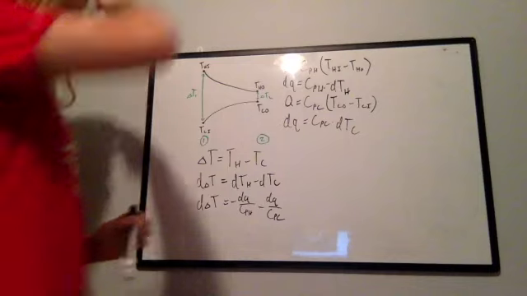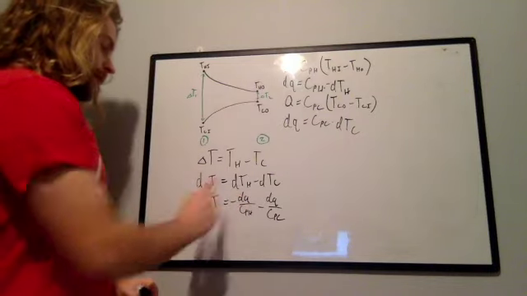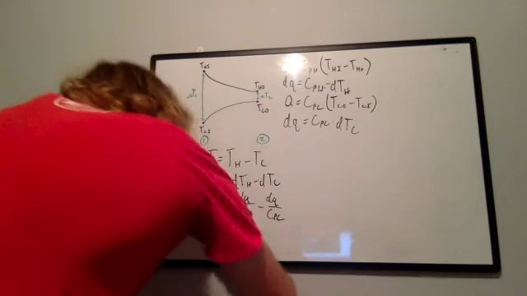All right, and as you can see, we can go ahead and factor out a negative dQ right here, and we can just go ahead and do that now. That'll be a pretty easy step.